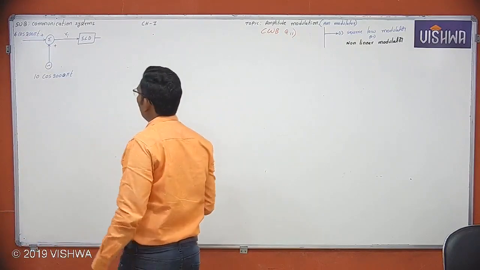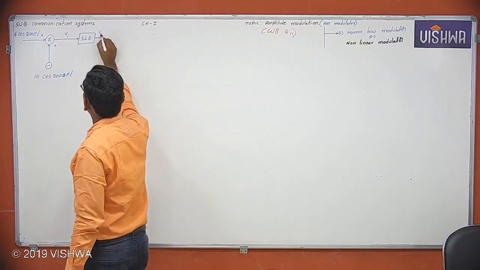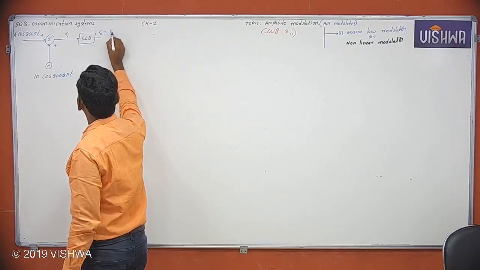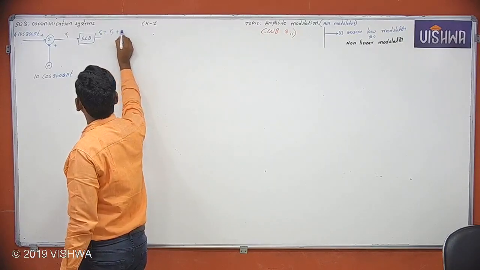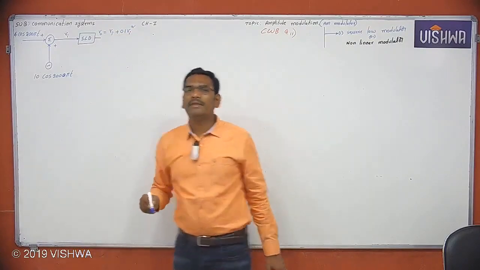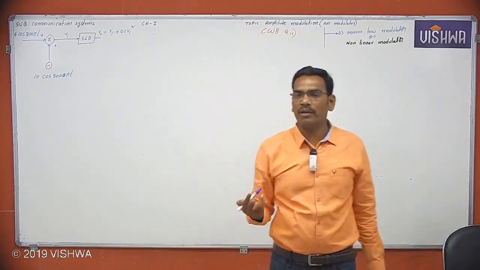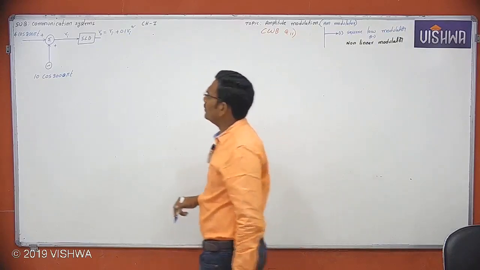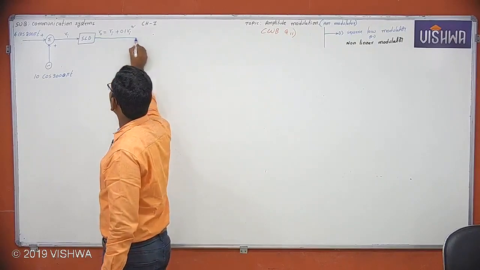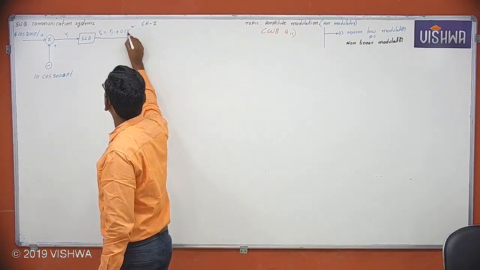Consider a square law modulator as shown in the figure below, and the output of the square law device is already given. Now in this question, he has given the square law device output also. If he had not given it, then you would take the square law device output as a true harmonic. But in this question the square law device output is given, so you utilize that.